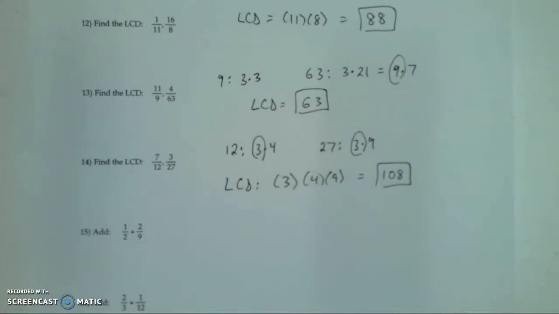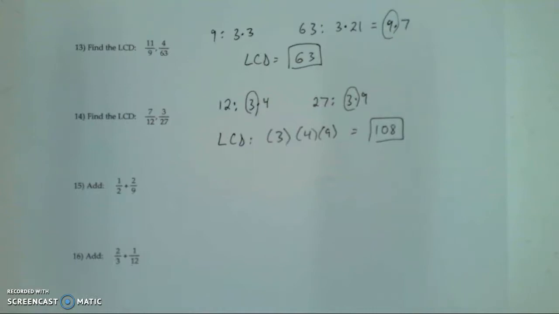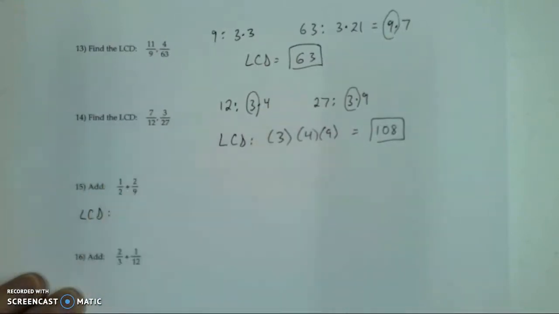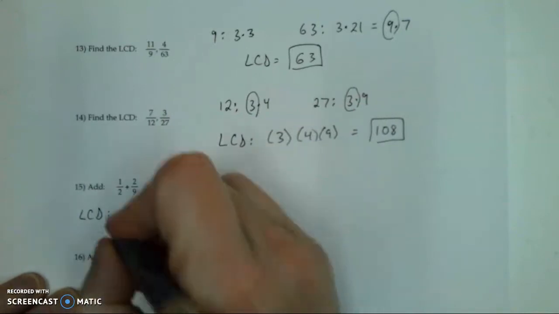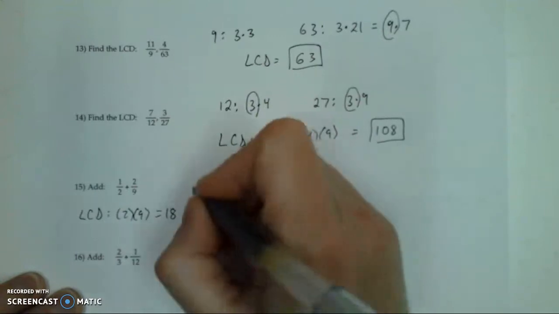So those are my LCDs, and I am going to need those in my next few problems. Because if I'm adding or subtracting, and my denominators are different, then I need to get an LCD. So here, 2 and 9, they have nothing in common, so my LCD is their product, which is 18.